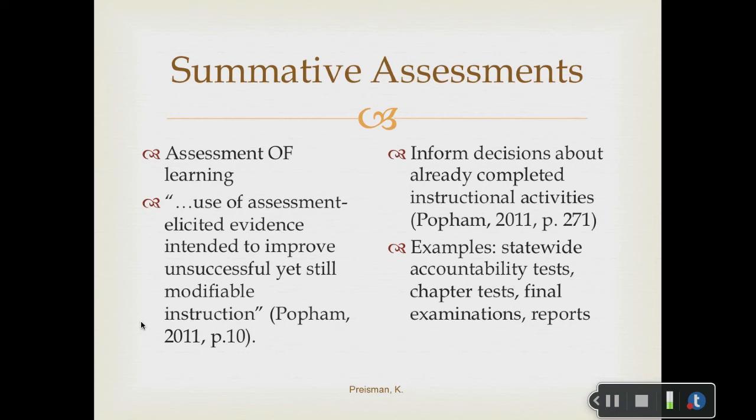Some examples that might ring true to most of you are statewide or national accountability tests, the tests that you would take at the end of a chapter, final exams, or some type of report that summarizes what you have been doing in your professional development, in your facilitation, in your instruction, whatever it would be. So summative, if an easy way to remember it, is that it is basically a summary.